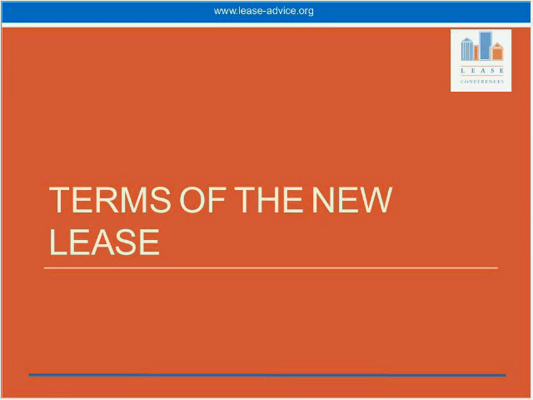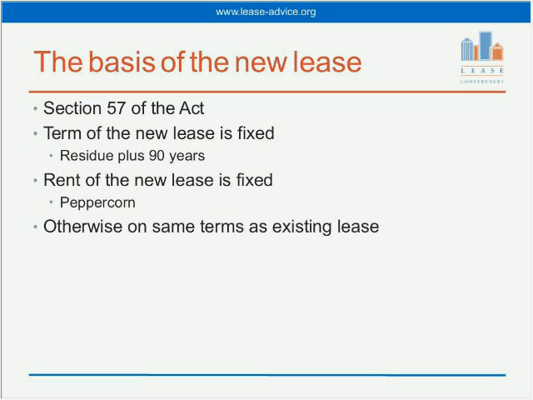Now, on to a crucial subject, terms of the new lease. The new lease under the 93 Act will be on the same terms as the existing lease broadly. That's set out in section 57 of the Act. The only way it's going to differ, apart from what I tell you soon, is that the term of the new lease is going to be fixed. It's going to be the residue of the existing lease plus 90 years, and the rent under the new lease being fixed at 0 peppercorn, but otherwise on the same terms as the existing lease.